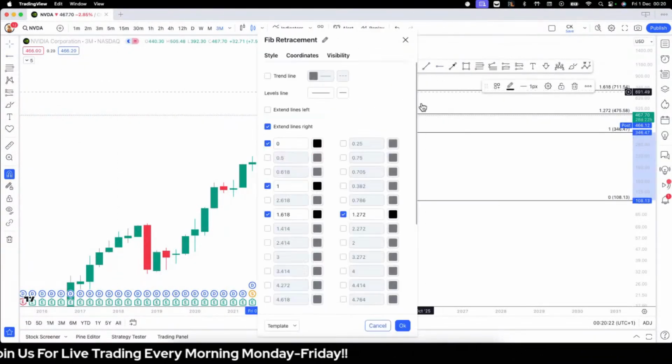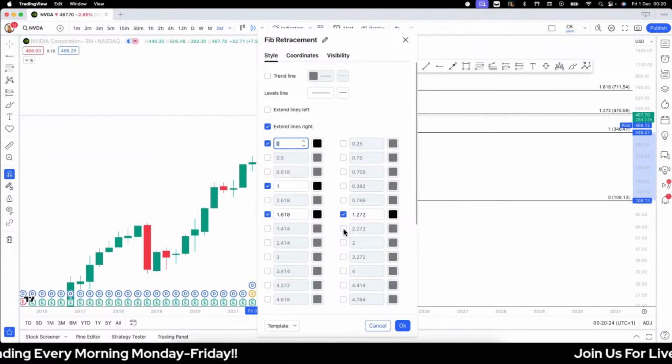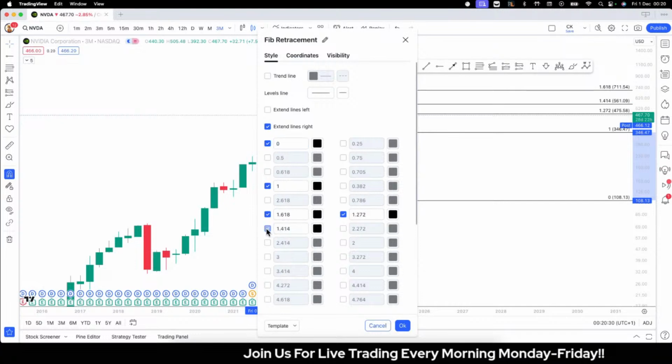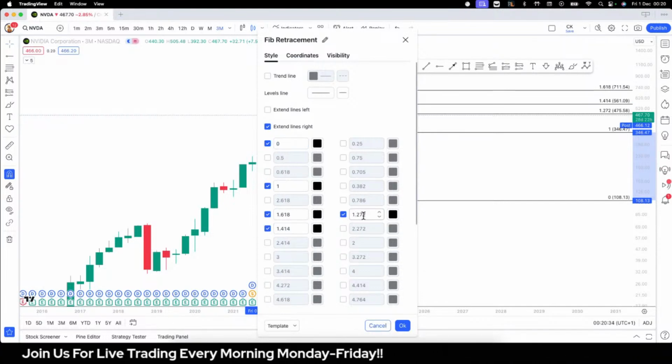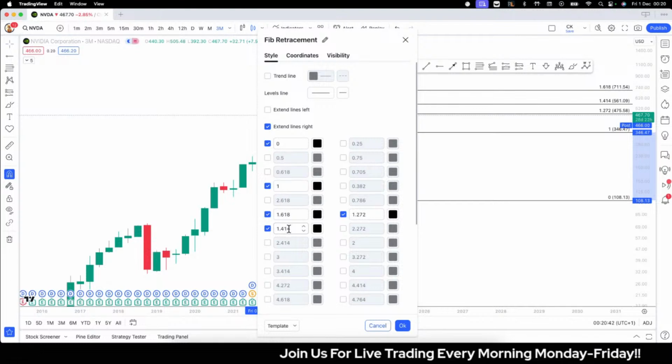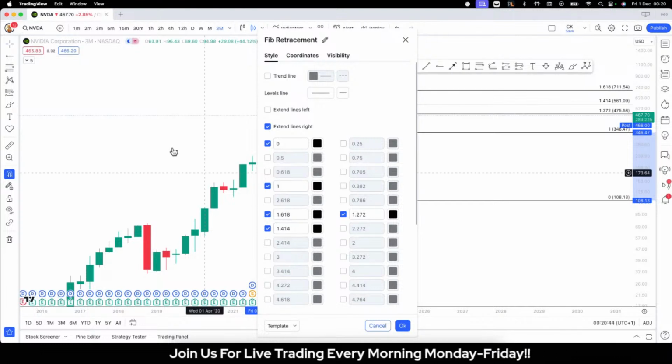Now, if you want, there is one little bonus. Between the 1272 and the 1618, you have one level that you could add in, which is the 1414. Sometimes the distance between the 1272 and the 1618 is so big that you're like, okay, I want something in the middle of that where I'm also likely to find some good resistance. That would be your 1414.